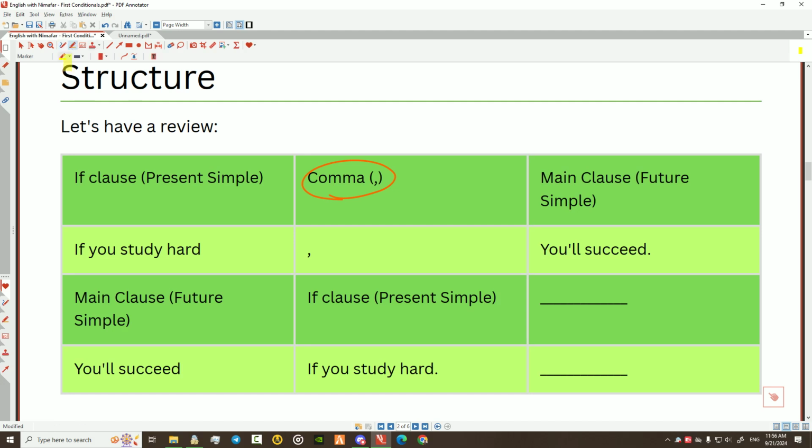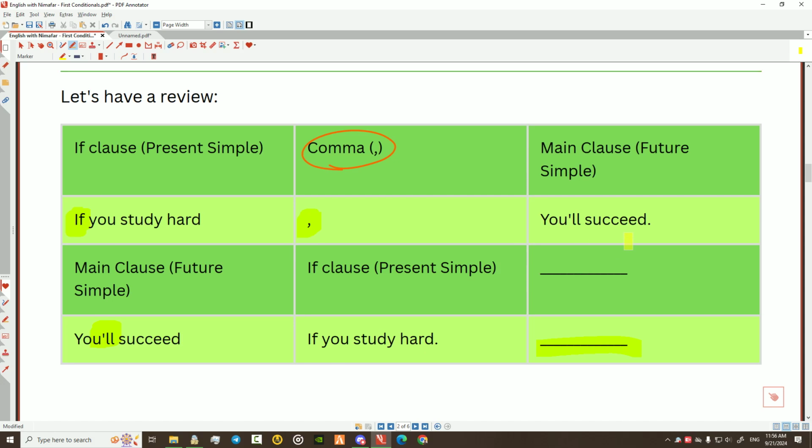In the first one, we started with if, but here we started with will. So you can change that. But if you start with if, you have to use a comma. But if you start with will, you must not. It's an obligation. You must not use a comma. In this case, I have a comma, but here I don't have a comma because I don't need a comma.